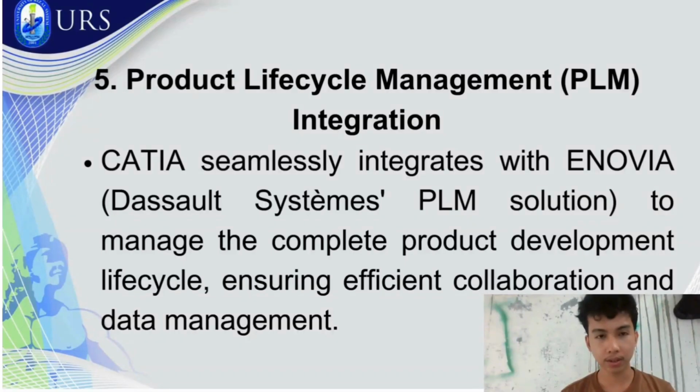Let's proceed to the next key feature of CATIA. The next key feature is product lifecycle management, or PLM integration. CATIA works with Enovia to manage the entire product creation process and keeps everything organized. For example, a car company uses CATIA to design a new vehicle and Enovia to track the entire process, from design, testing, and modification to final approval. Everyone involved, designers, engineers, and managers, can see updates in real-time collaboration.